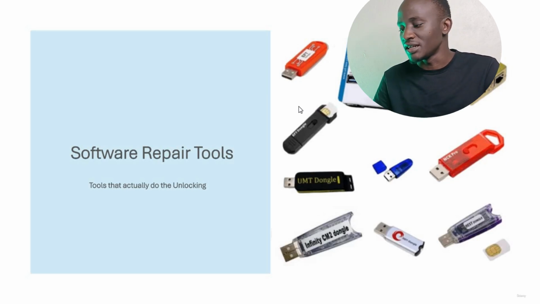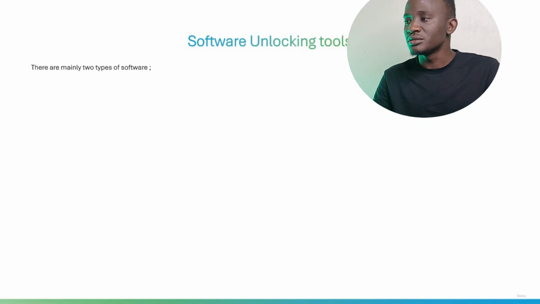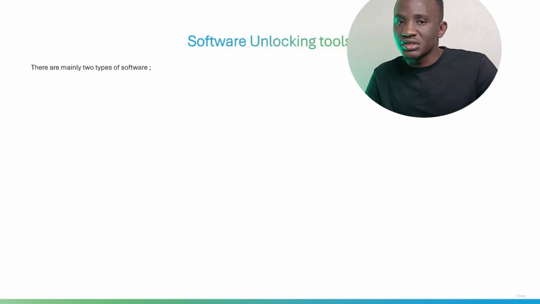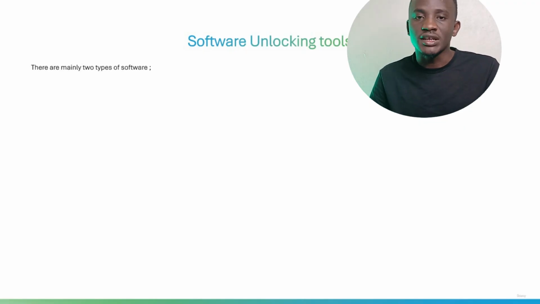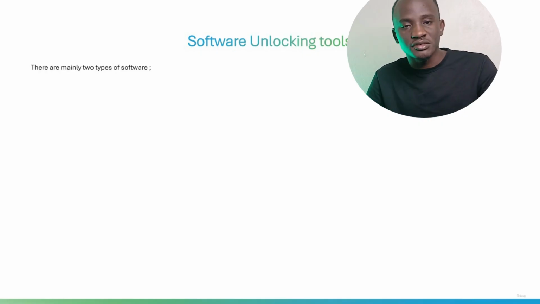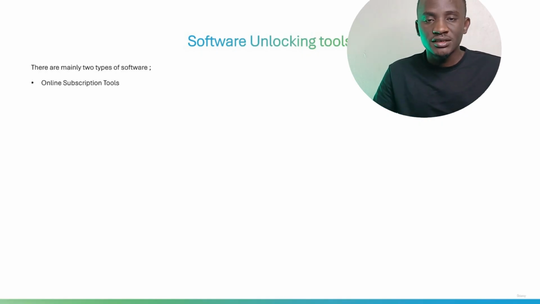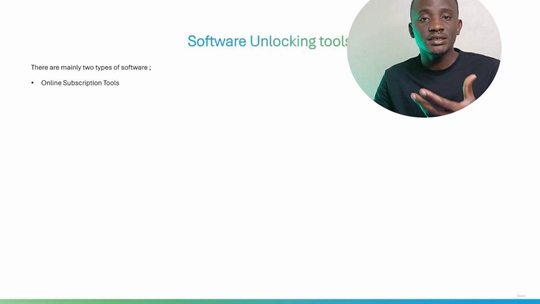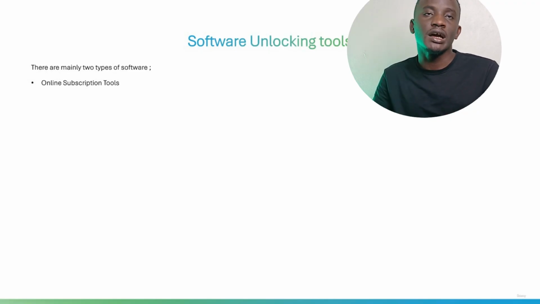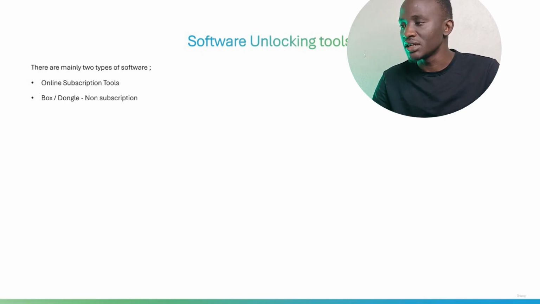So let's get started. In software unlocking tools, there are basically two types of tools, or two types of softwares, that you need to understand. Some are online softwares or online subscription tools, or you can also call them digital tools. And then there are also boxes or dongles. These are no-subscription tools.